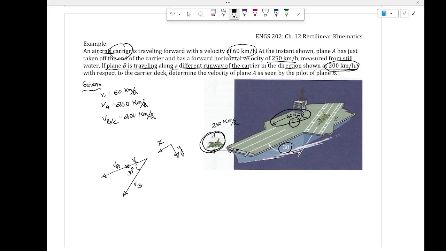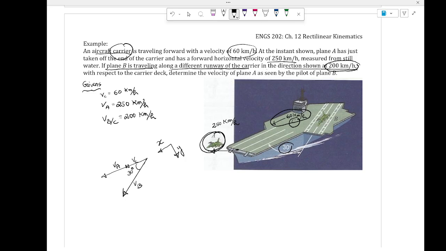And for the velocity of aircraft A, they said like 250. It's when it's already taken off, right? That means it's in the air. So that 250 is with respect to water, not the carrier anymore. Is it clear? Just try to understand those. And VC is the carrier, like the whole ship. The ship has 60. That's why those are named this way. Okay. All right.